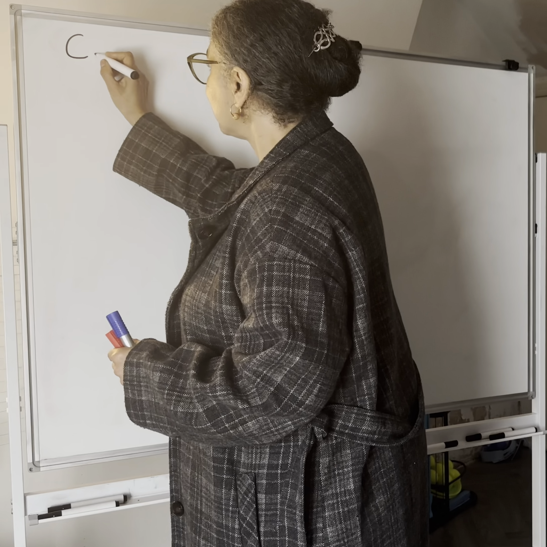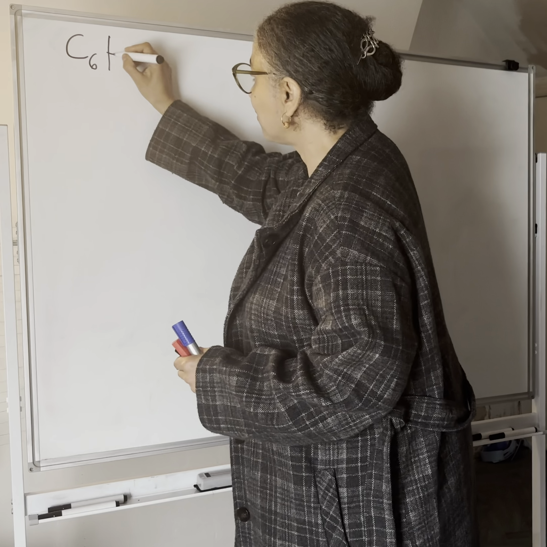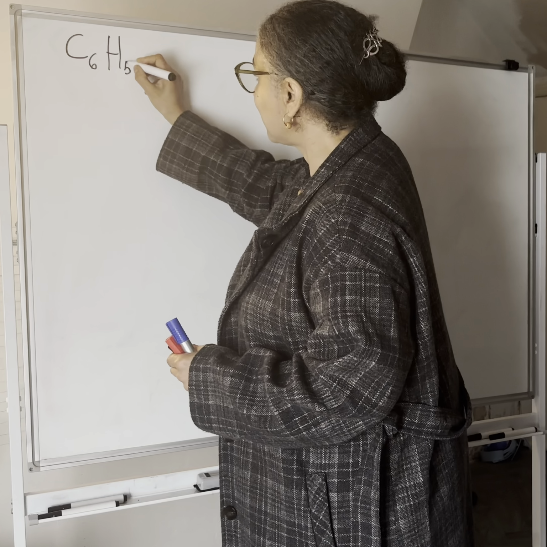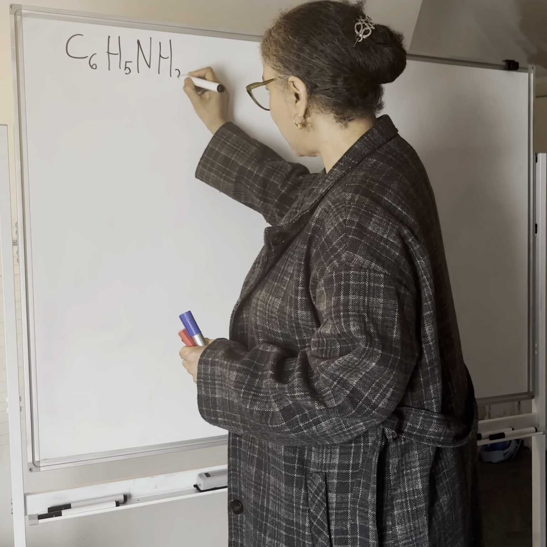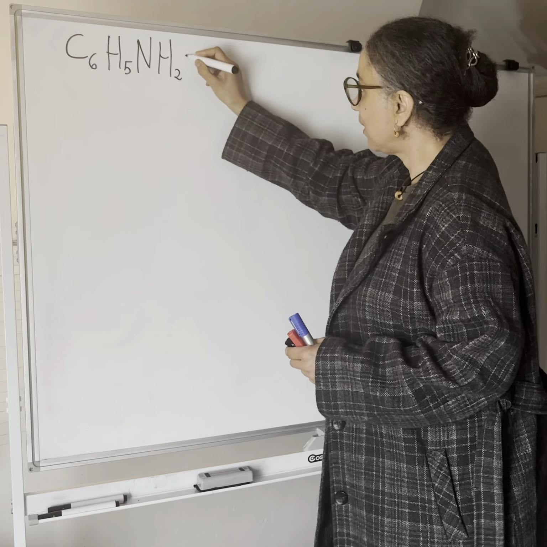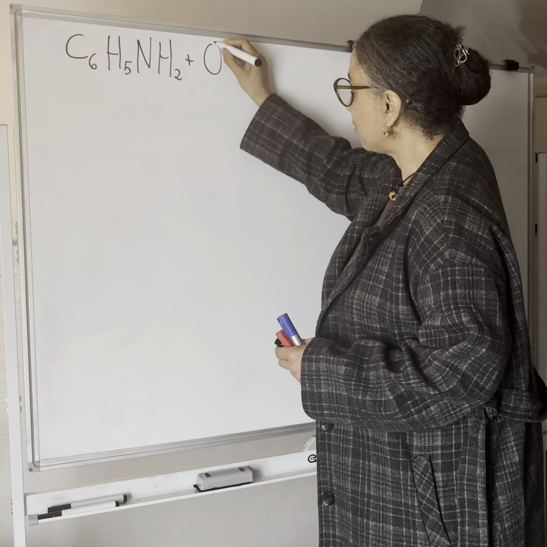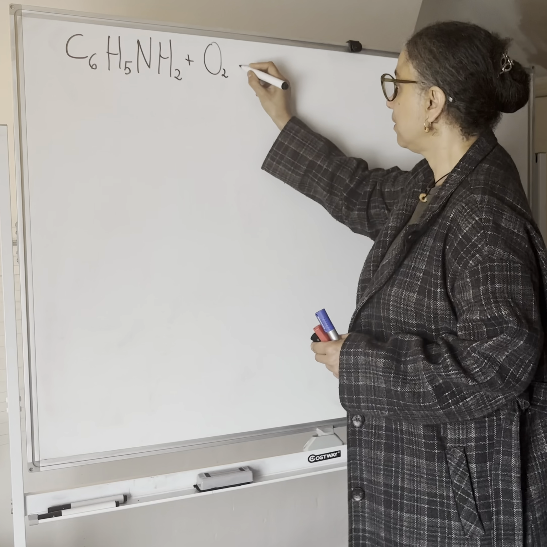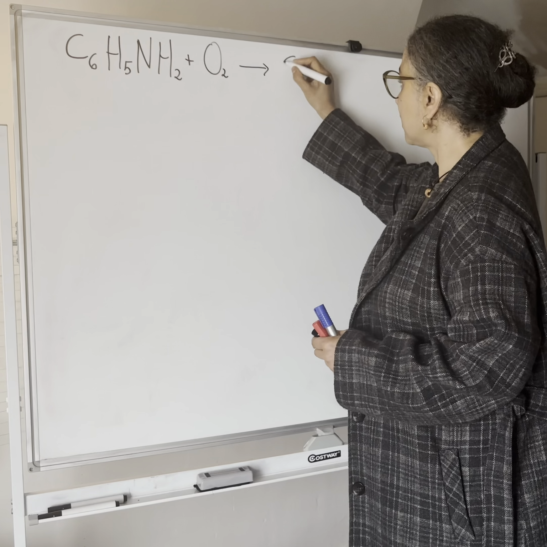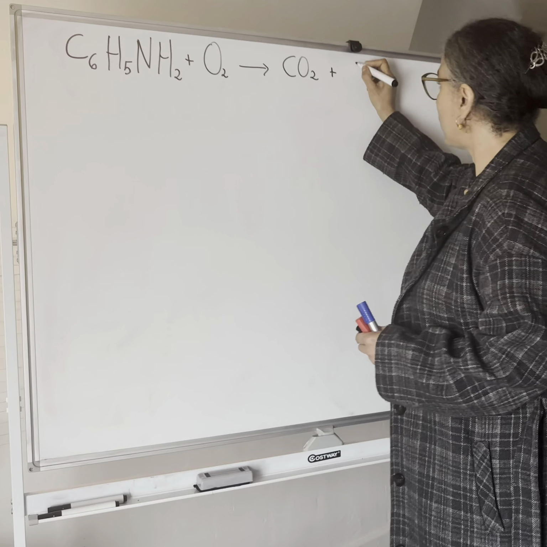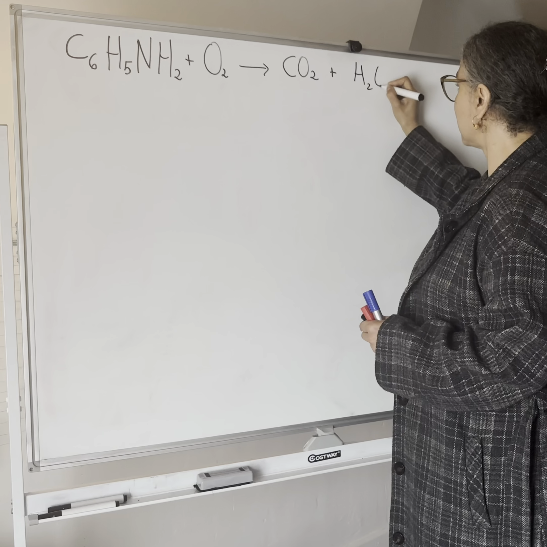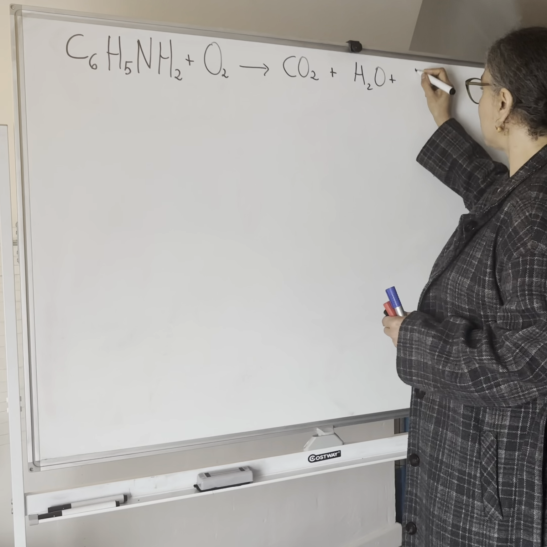Aniline has 6 carbons with 5 hydrogens and 1 nitrogen with 2 hydrogens, and reacts with the oxygen to produce carbon dioxide, water, and nitrogens.